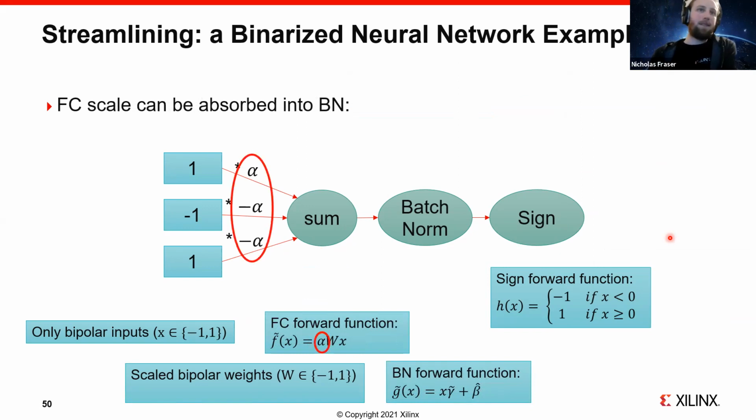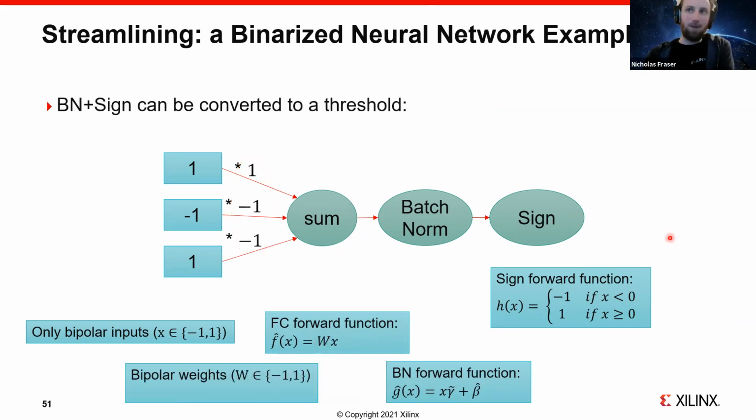Actually, these scaled values can now be absorbed into that batch normalization as well. Okay, I'm not going to take you through that. Hope you can see that. So now our fully connected function has changed. Our batch normalization function has changed. What we've done is we've just basically divided the output of this function by, what did I use? Alpha, and multiplied the output of this by alpha, okay?